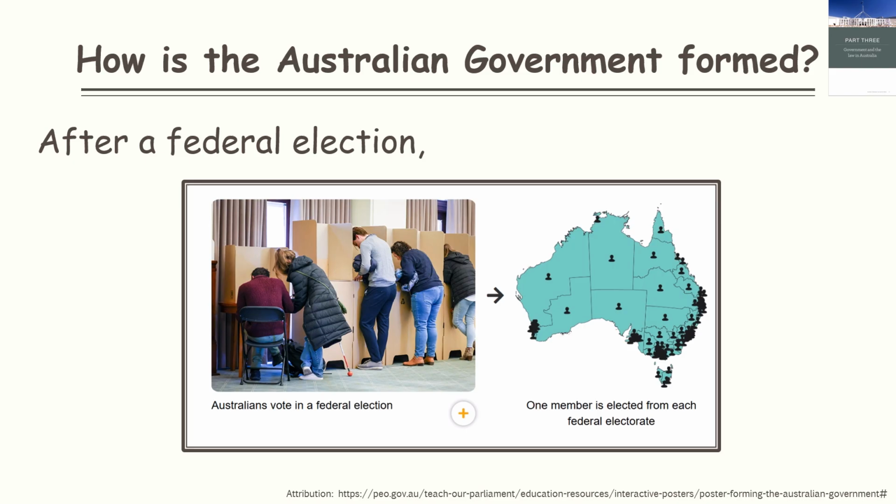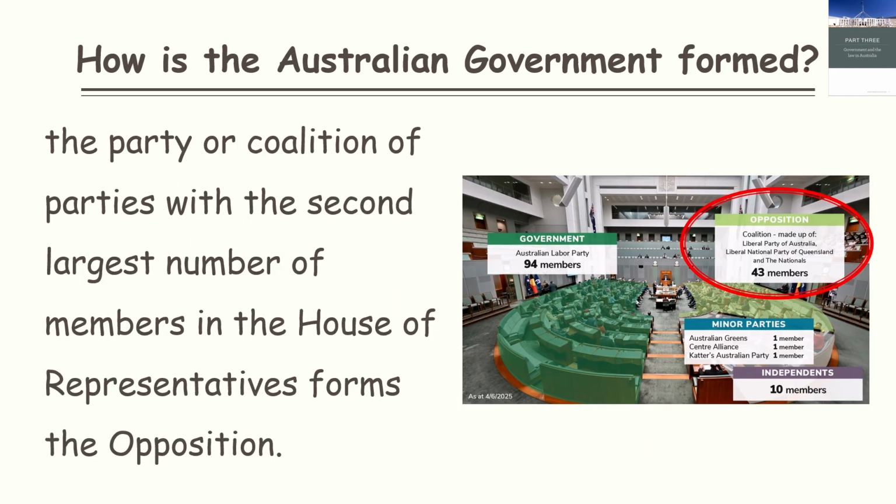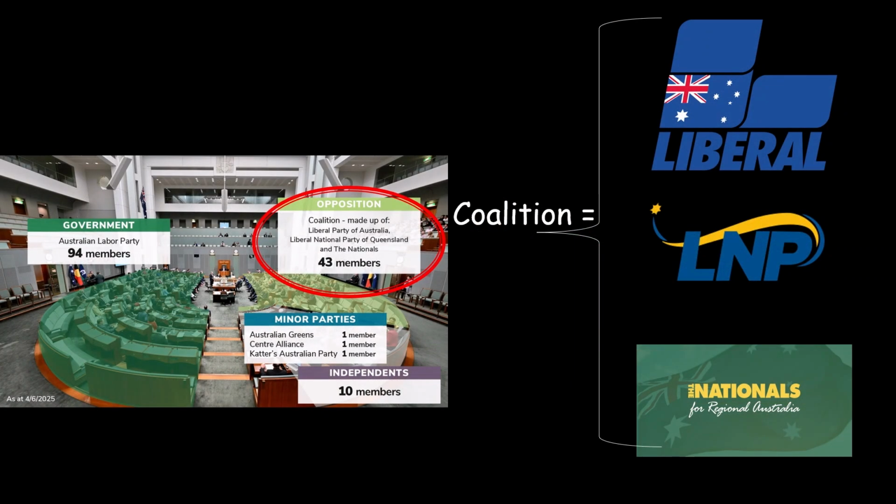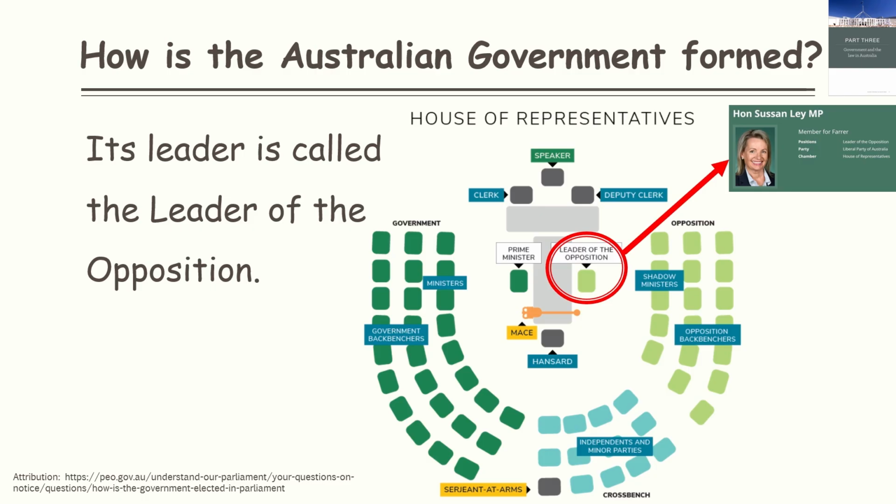After a federal election, the party or coalition of parties with the second largest number of members in the House of Representatives forms the opposition. At the time of this video's creation, the opposition in the House of Representatives is made up of a coalition of parties: the Liberal Party of Australia, the Liberal National Party of Queensland, and the Nationals. Its leader is called the Leader of the Opposition.